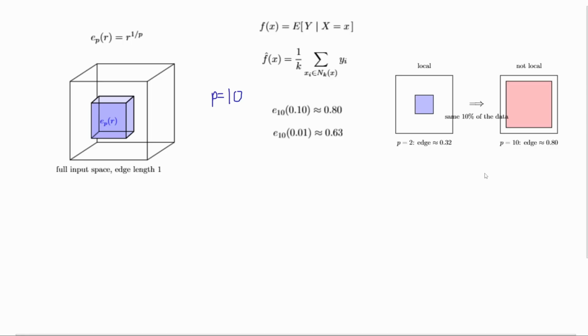Here's one more diagram to hit it home as you increase your dimensions. In just 2 dimensions, so you just have a square, to capture 10% of your data, your edge length needs to be 32% of your data range. On the other hand, if you want the same 10% in dimension 10, that edge length must be closer to 80%.